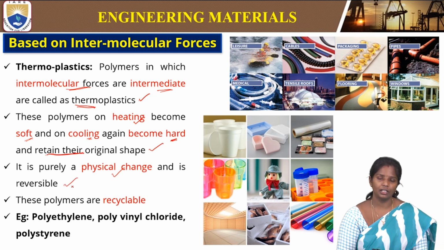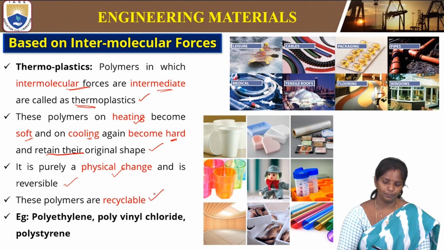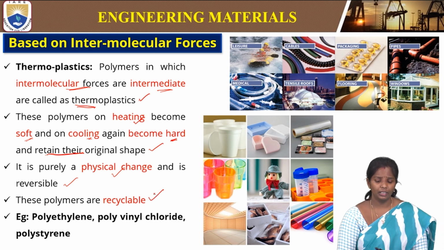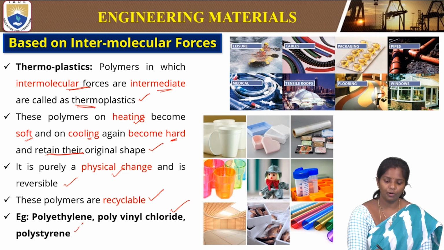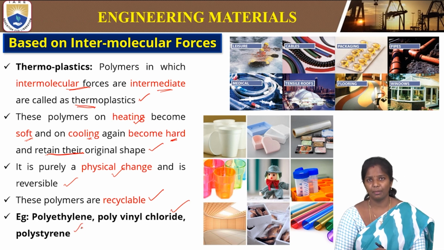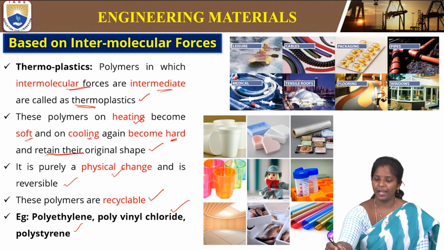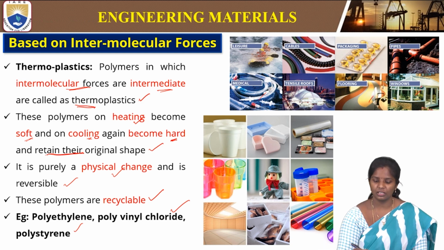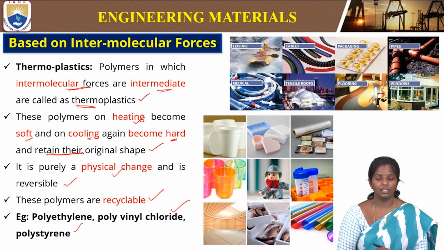Since it retains its shape, it is reversible and even recyclable. Examples are polyethylene, polyvinyl chloride, and polystyrene. These are some of the good examples for thermoplastics. These are used in cables, packing, pipes, medical catheters, tensile roofs, flooring, windows, etc. And also toys, centrifuge tubes. So there are wide applications for PVC and polyethylene.